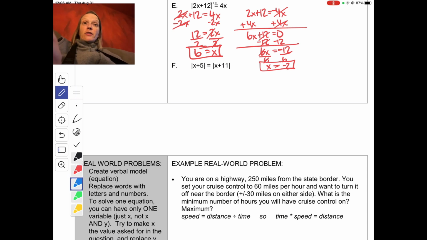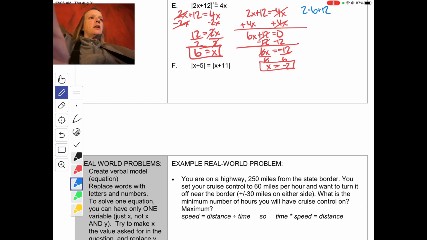So let's check the answers to our problems and see if it makes sense. Let's try x equals 6 first. I plug that back into my original equation. The absolute value of 2 times 6 plus 12 equals 4 times 6, because of course I'm plugging in my value for x everywhere I see it.